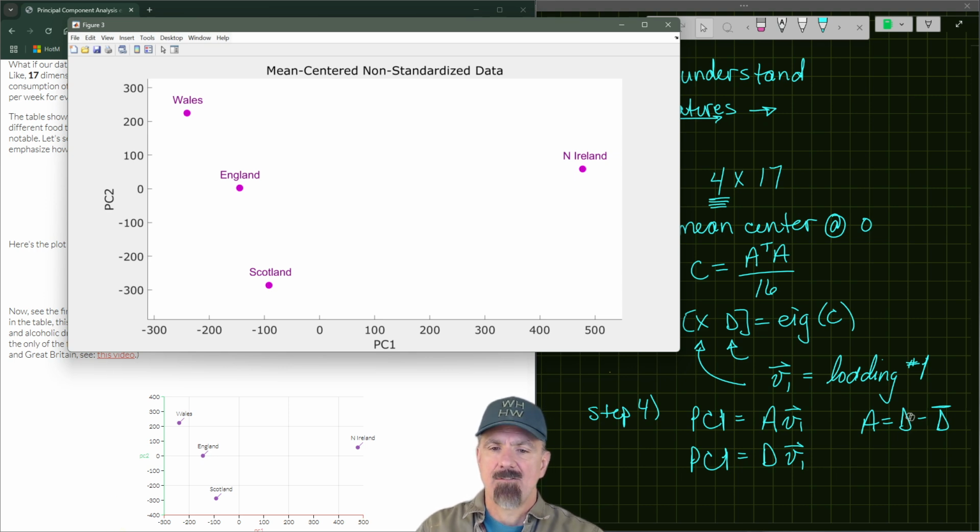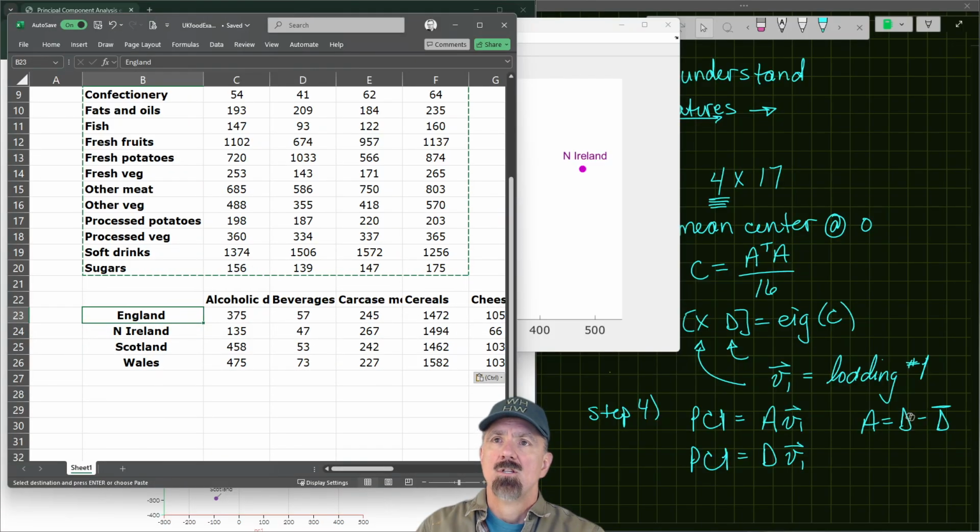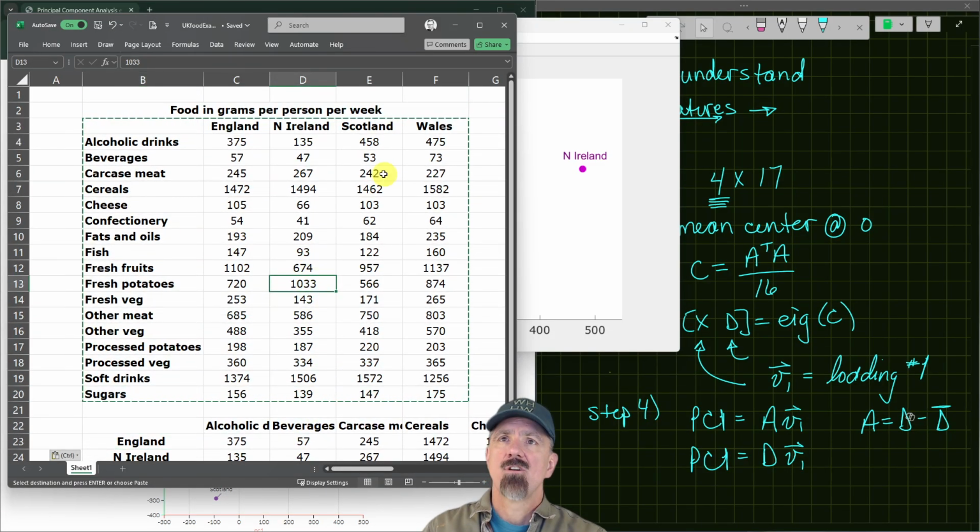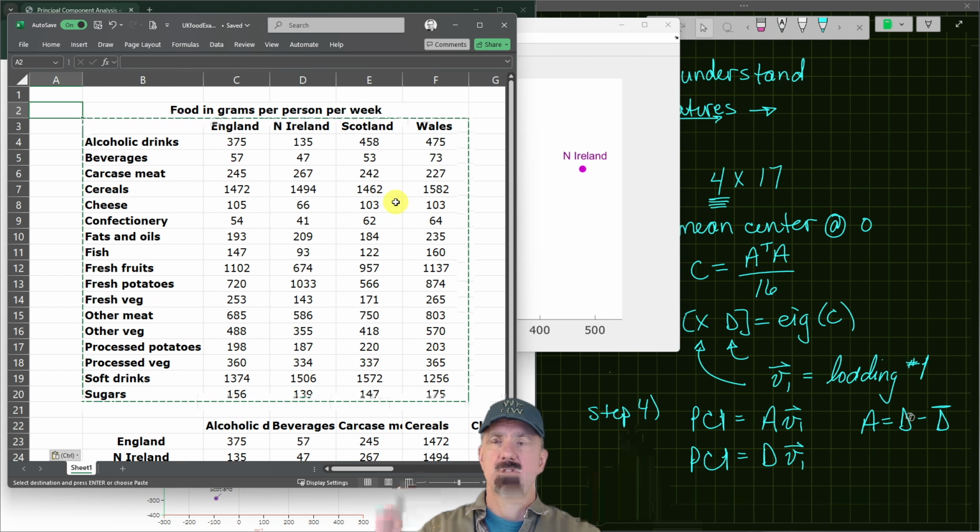Let's go back to the data for a minute and talk about whether we want to standardize or not. So these are the data, and we are not standardized, which means that even though we've mean-centered, and remember we have the features here, we have this matrix transpose, we're mean-centered. The question is whether or not we want to maintain the information associated with the actual size of the numbers.